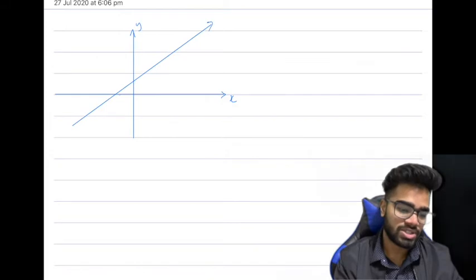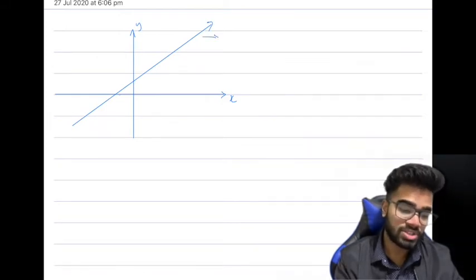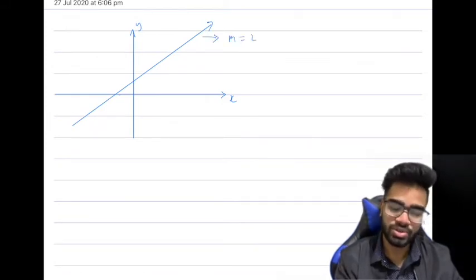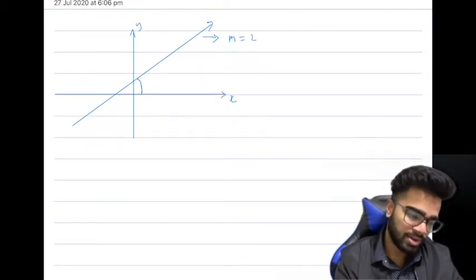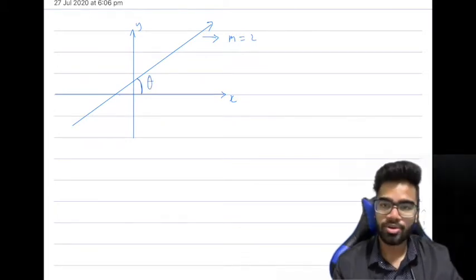Right? And the question says the gradient of this line, let's say, is 2. And the question says, I want to know what the angle is that this makes, so this angle theta. I want to know what that angle is.